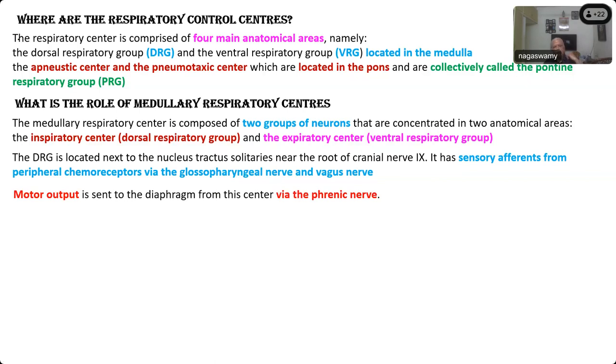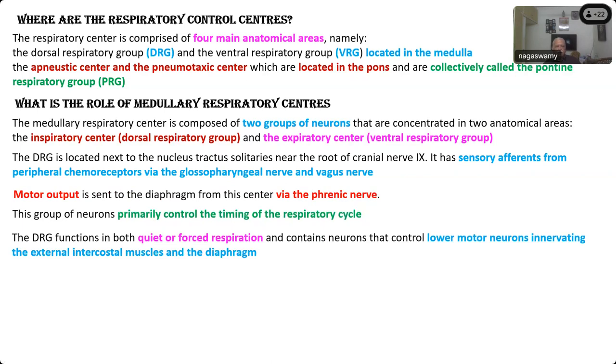Then motor output is sent to the diaphragm via the phrenic nerve. So the phrenic nerve is the one which supplies the motor innervation to the diaphragm, the main muscle of respiration. And this group of neurons primarily controls the timing of the respiratory cycle. So this DRG and VRG, located in the medulla, are the main control centers for our rhythmic respiration.